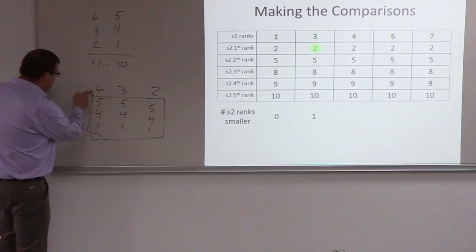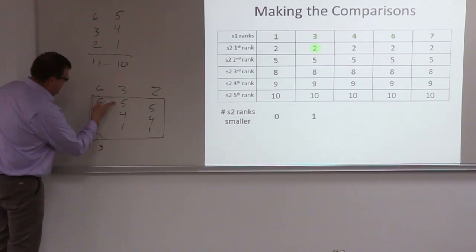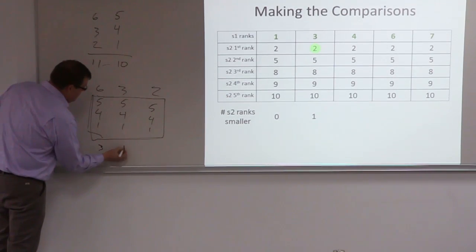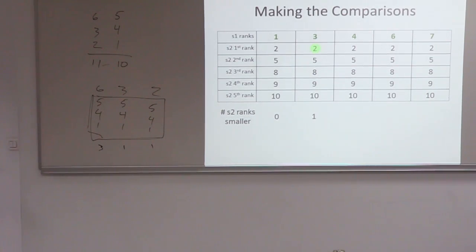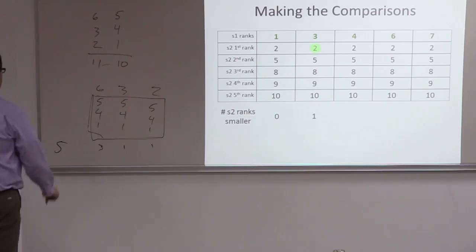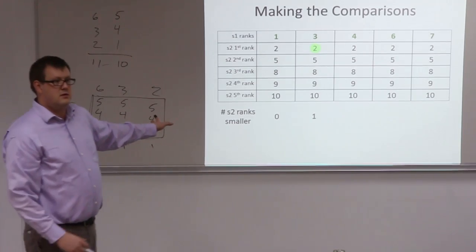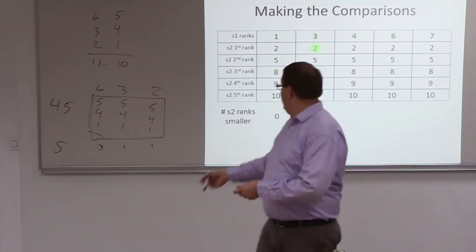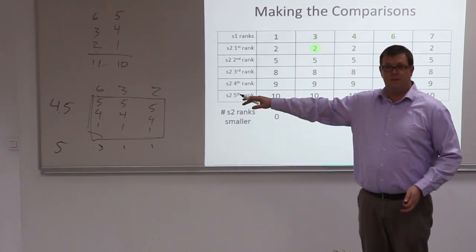Let's see. How many are less than 6? 3. How many less than 3? How many are less than 2? That equals 5. Right? 5, which is pretty close to 4.5. Pretty close to half of those comparisons are less than the sample one, right?